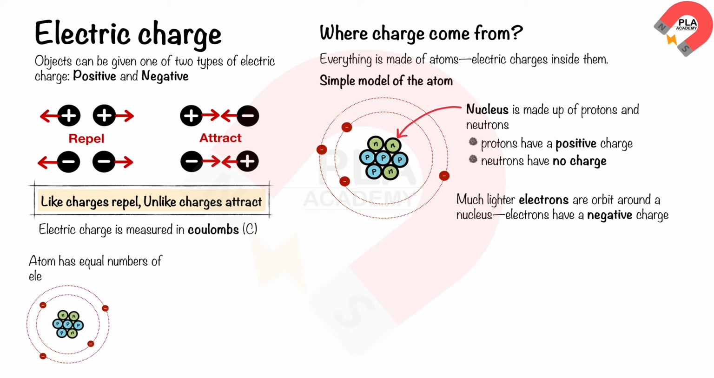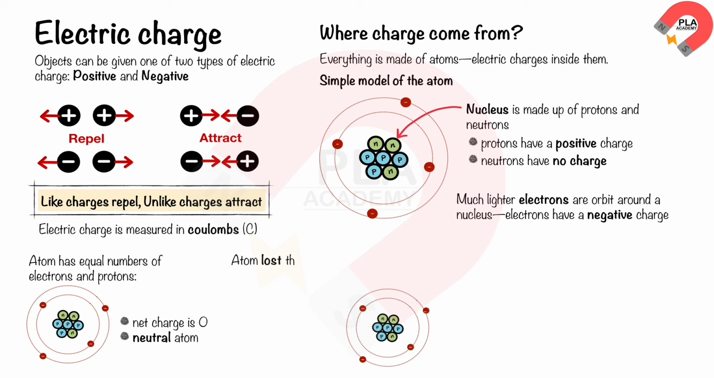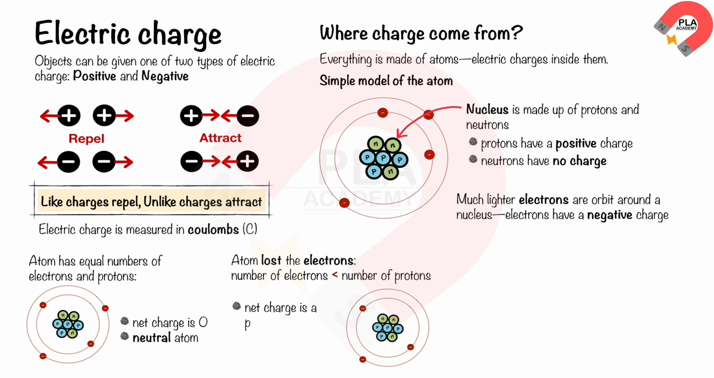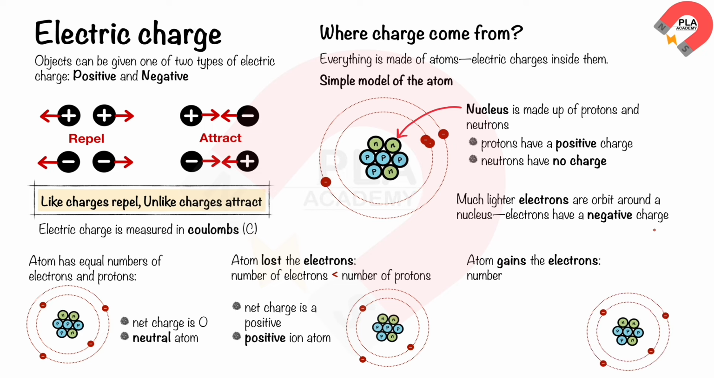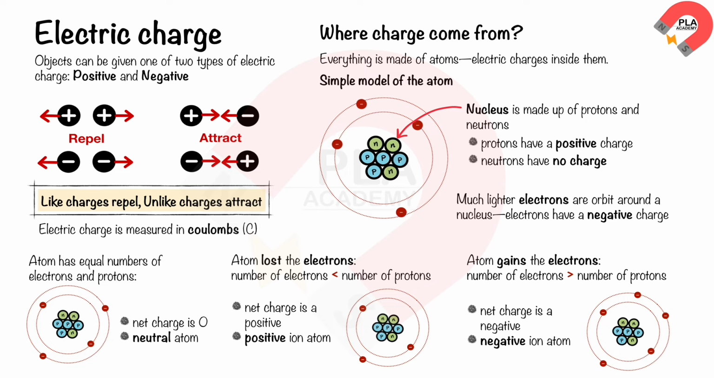Atoms have equal numbers of electrons and protons, so the net charge is zero. This is called a neutral atom. When the atom loses electrons, the number of electrons is less than the number of protons, and the net charge is positive. This is called a positive ion. When the atom gains electrons, the number of electrons is more than the number of protons, and the net charge is negative. This is called a negative ion.